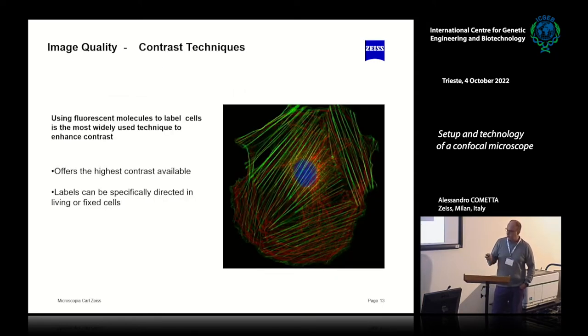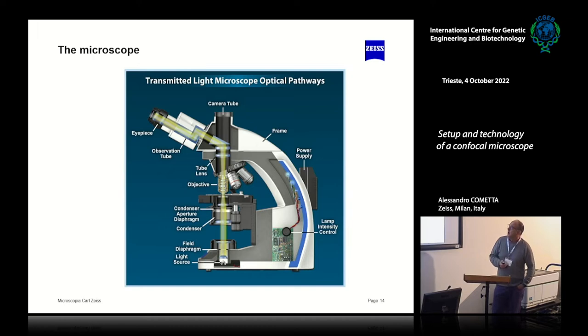Of course, as you know, I can have different dyes, so I can have a different structure marked with different dyes. And we move from this kind of illumination, so the light coming up from the bottom through the objective, through the condenser, sample, objective, and eyepiece or camera.